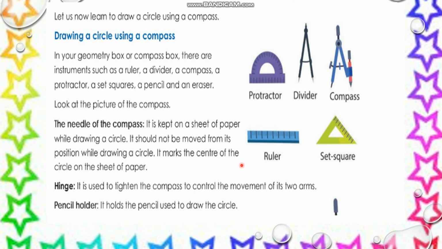It marks the center of the circle on the sheet of paper. So when we place this needle tip of the compass on the paper, we will get the center of the circle. That shows the center of the circle. Okay. So this is the use of this needle tip of the compass.